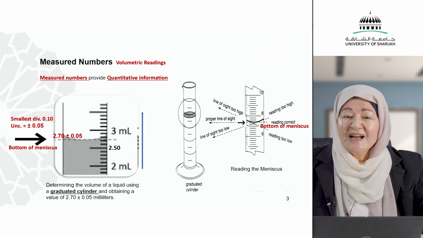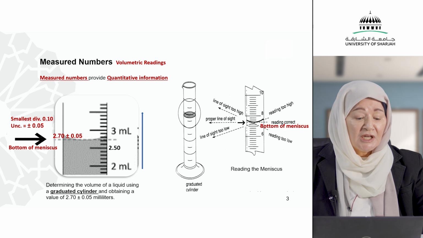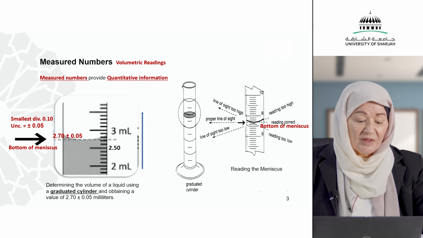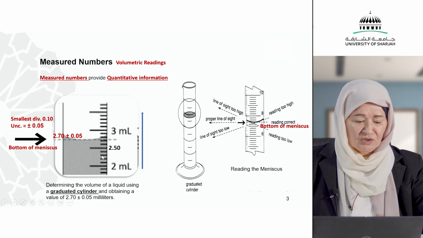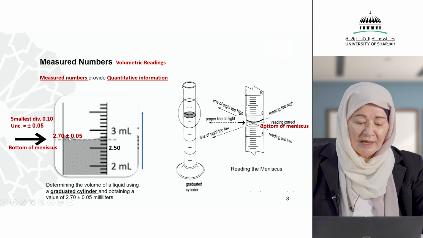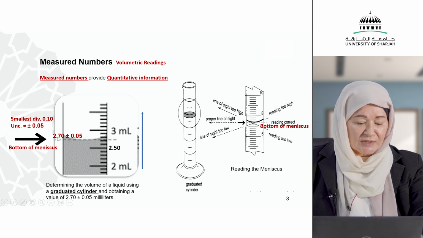The uncertainty or error of this graduated cylinder is half of the smallest division, 0.1 over 2, which is 0.05. Therefore, how am I going to read my measurement? I have to read exactly at the bottom of the meniscus, the bottom of this curve, and check what the mark is. 2.5, 2.6, 2.70. Therefore, this is 2.70 plus or minus 0.05.